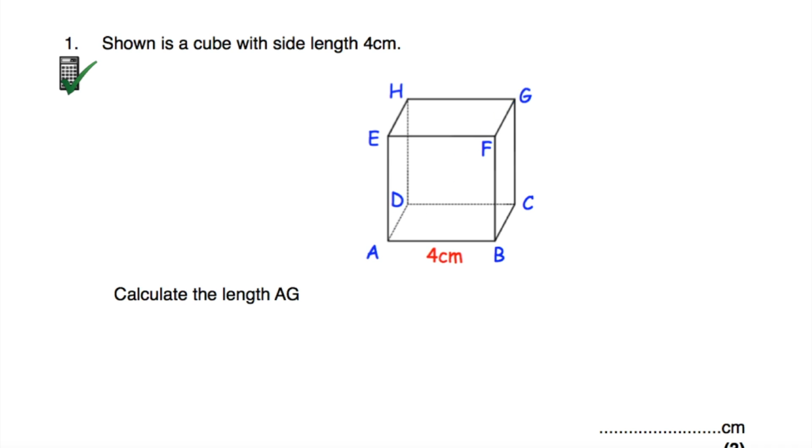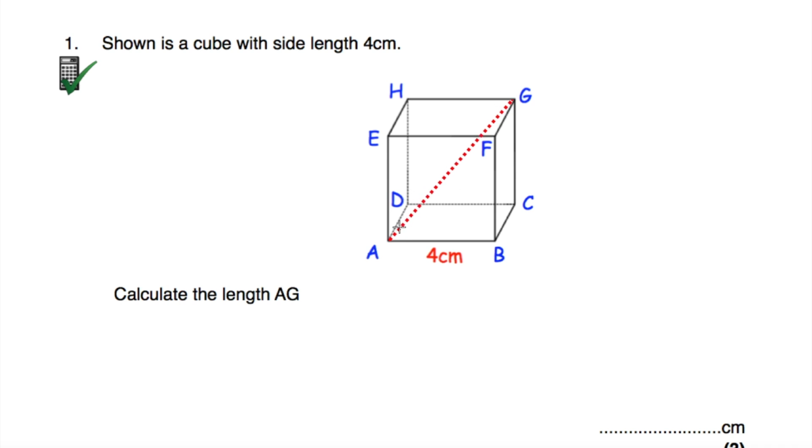I'm going to get a ruler and pencil and draw that line AG on the diagram. It goes from the front left of the shape to the top right-hand back corner of the shape. That's called the diagonal, the diagonal of that cube, and we want to find its length.